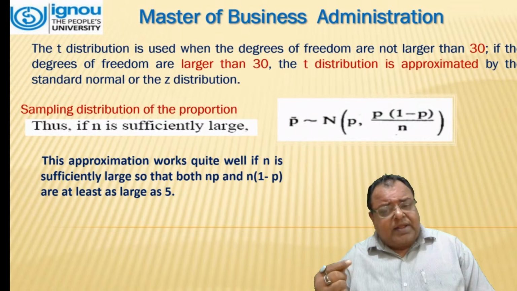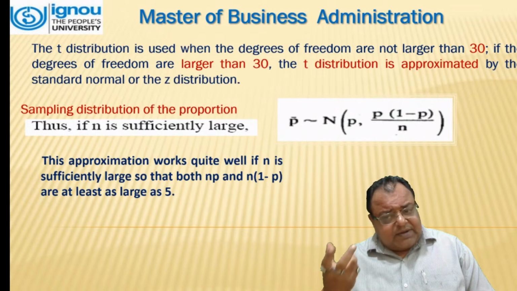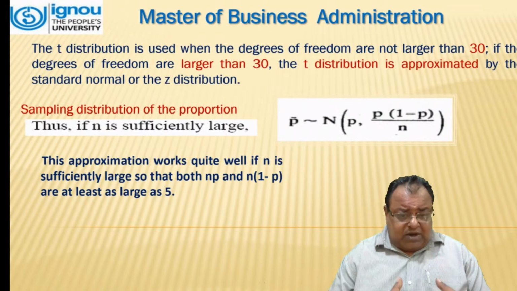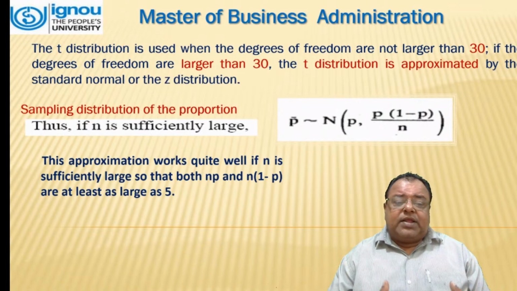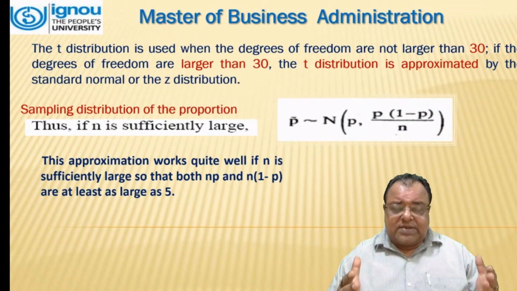If n is sufficiently large, then we have to find the probability, which will be a function of p, comma, p into 1 minus p, that is, in other terms, we can say pq upon n. This approximation works quite well if n is sufficiently large, so that both np and n into 1 minus p, that is nq, are at least as large as 5.